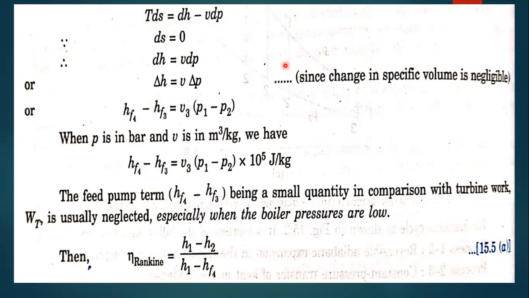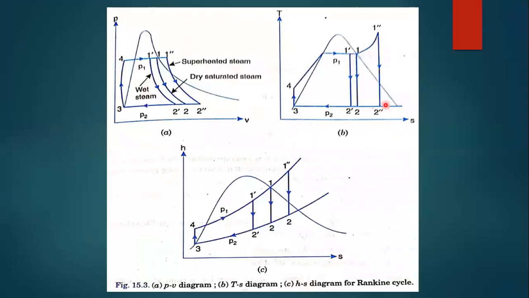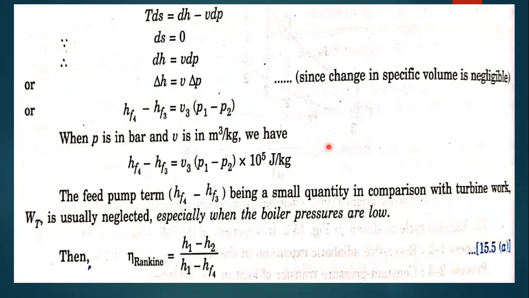In thermodynamics we have this formula, TdS equals dH minus VdP, right? Here, is there any change in entropy? Entropy is going to be constant. Here S1 is equal to S2. So the change in entropy from process 1 to 2 is 0. Since it is an isentropic process, the entropy change can be made 0, so this TdS becomes 0.